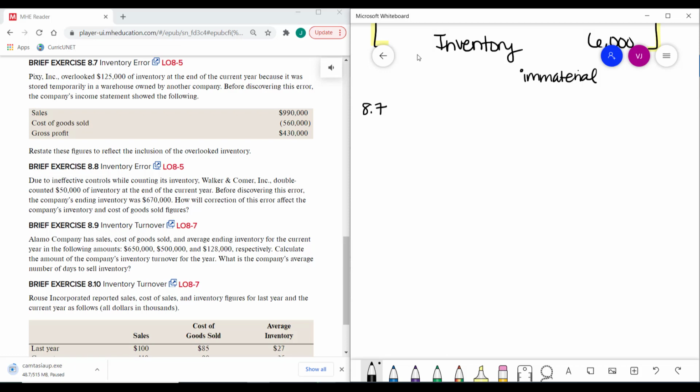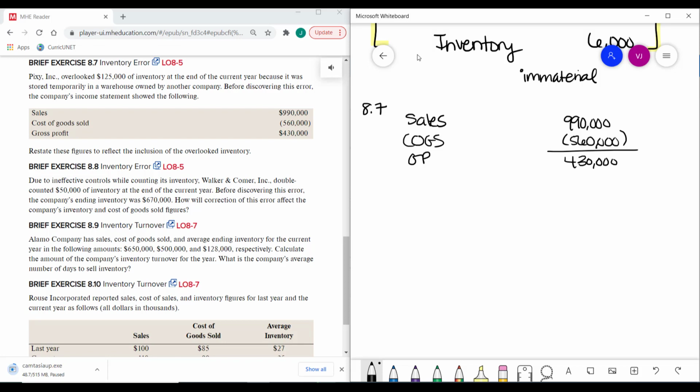Pixie Incorporated overlooked $125,000 of inventory at the end of the current year because it was stored temporarily in a warehouse owned by another company. Before discovering this error, the company's income statement showed the following: sales of $990,000, cost of goods sold of $560,000, and gross profit of $430,000. Restate these figures to reflect the inclusion of the overlooked inventory. Okay, so let's copy this over. 990, cost of goods sold of 560, and then gross profit of 430.